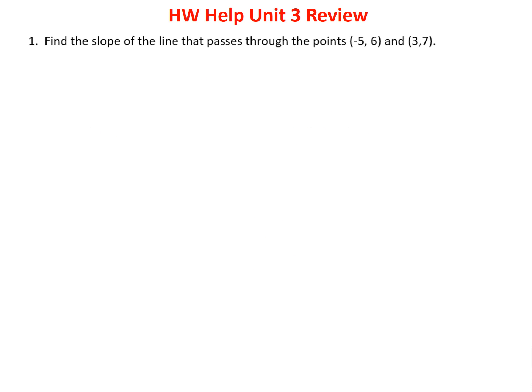Problem 1 asks us to find the slope of the line that passes through these 2 points, (-5, 6) and (3, 7). Remember, the slope formula is the difference between the y points over the difference between the x points, sometimes called the rise over the run if you see it on a graph.